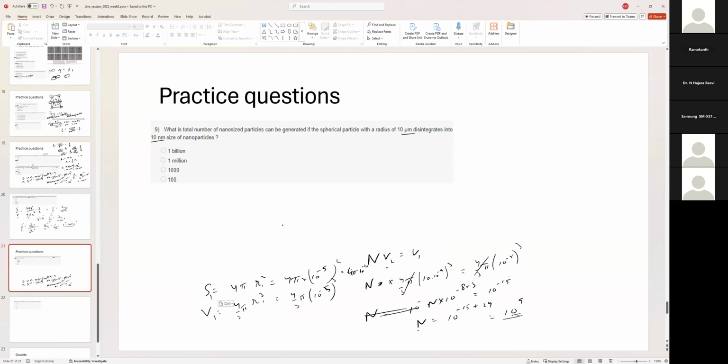Surface area of the larger particle, volume of the larger particle, the total volume remains conserved. So the number of small particles times the volume of each small particle is equal to the total volume of the larger particle. We will get about a billion nanoparticles.